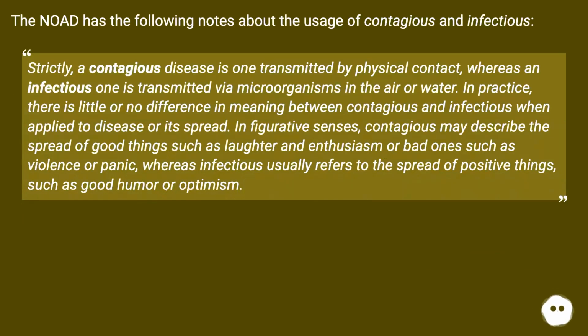The dictionary has the following notes about the usage of contagious and infectious. Strictly, a contagious disease is one transmitted by physical contact, whereas an infectious one is transmitted via microorganisms in the air or water. In practice, there is little or no difference in meaning between contagious and infectious when applied to disease or its spread. In figurative senses, contagious may describe the spread of good things such as laughter and enthusiasm, or bad ones such as violence or panic, whereas infectious usually refers to the spread of positive things, such as good humor or optimism.